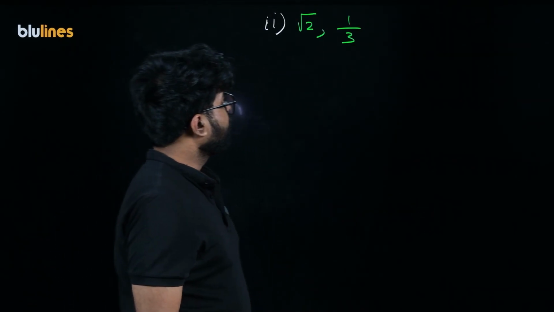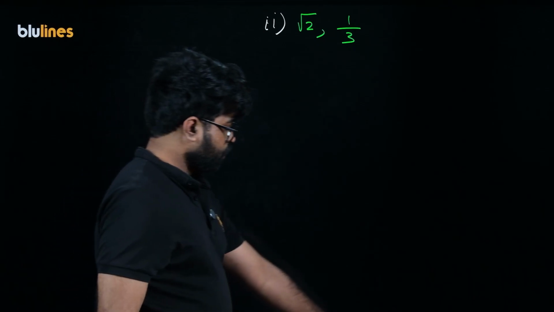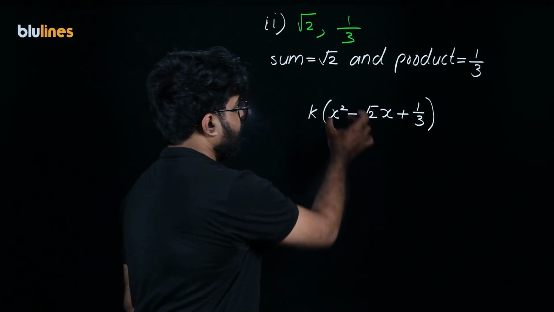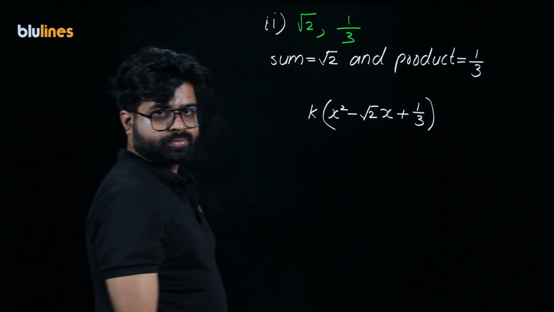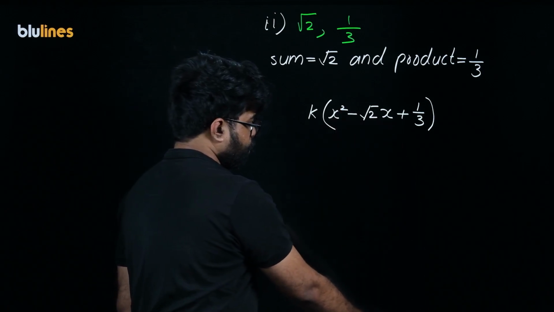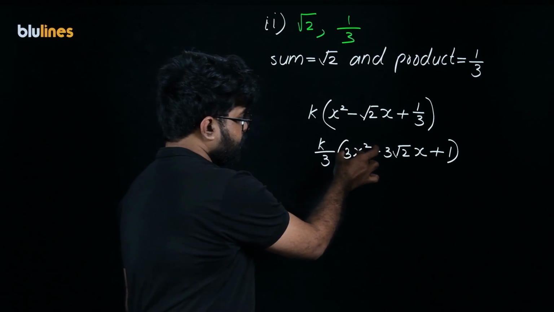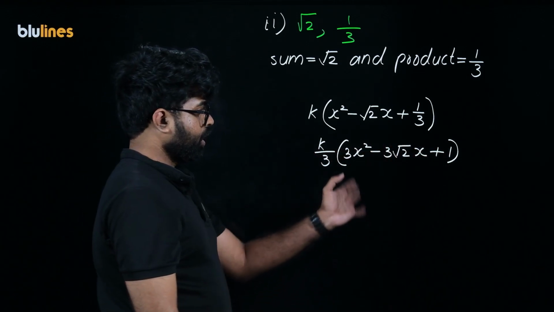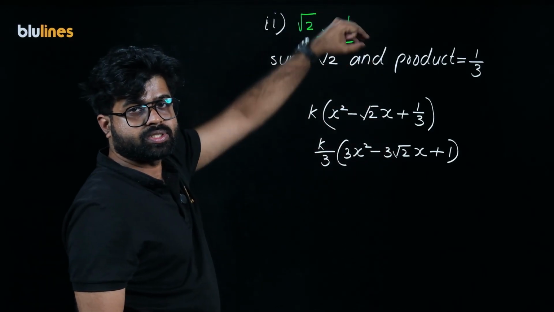Next one, we have the sum as root 2 and the product as 1 upon 3. As usual, we can write that in the form k multiplied with x square minus sum of the roots multiplied with x plus product of the roots. So that is k into x square minus root 2 x plus 1 by 3. On simplification, we have k by 3 into 3x square minus 3 root 2 x plus 1. So this is our next quadratic polynomial with sum of the roots as root 2 and product of the roots as 1 upon 3.